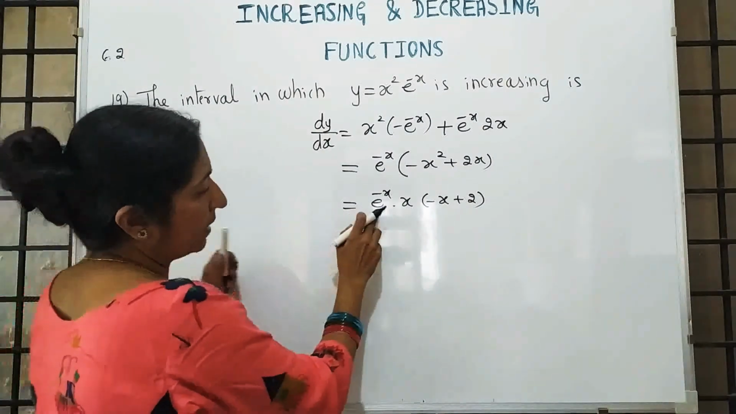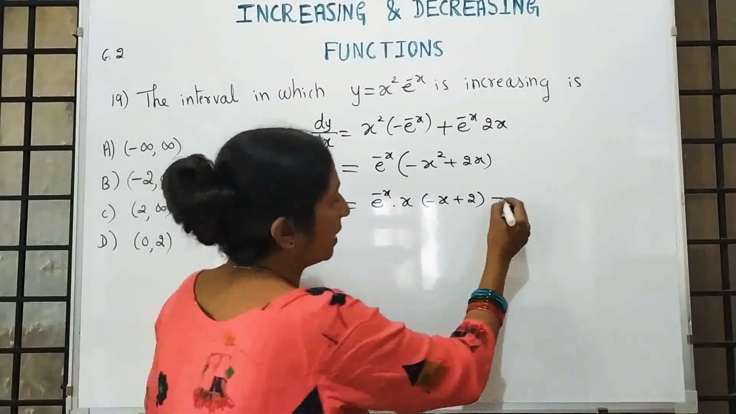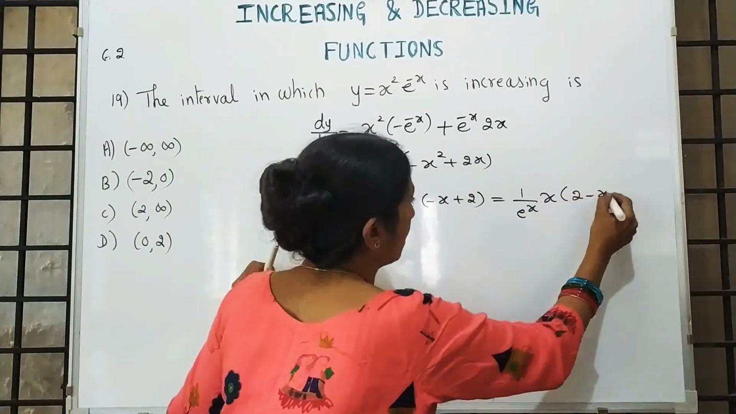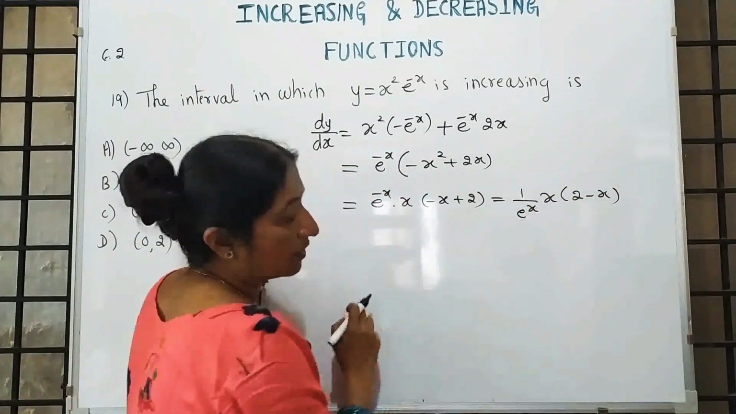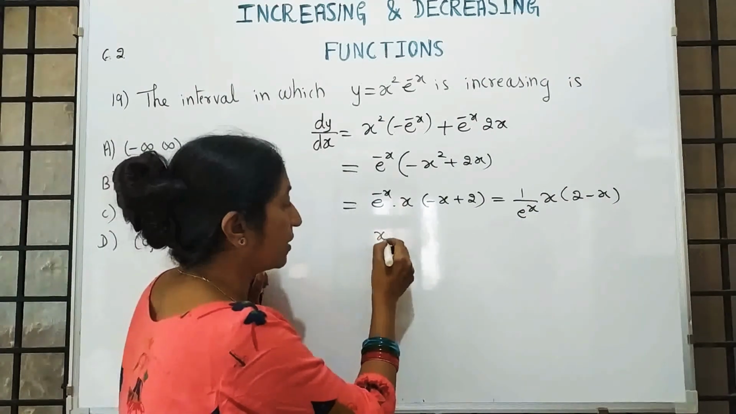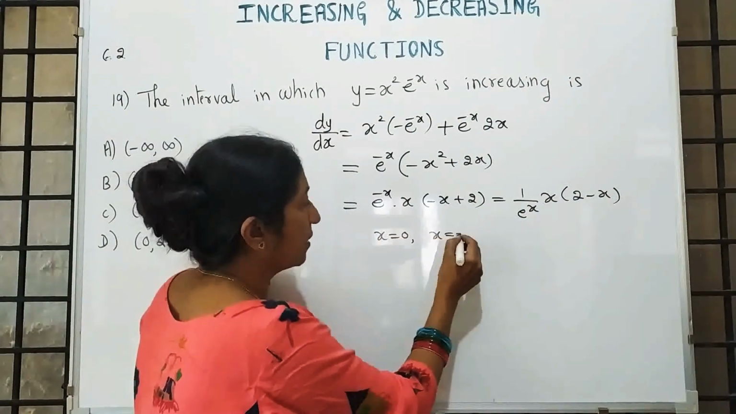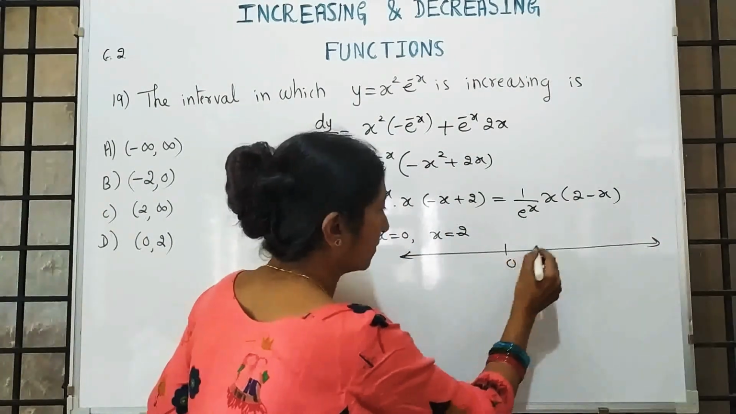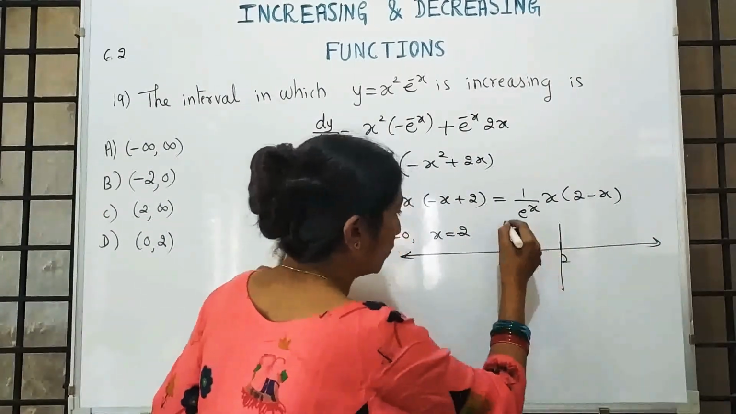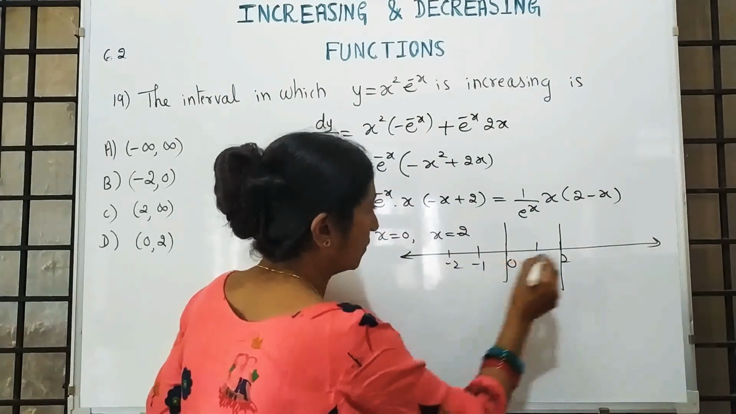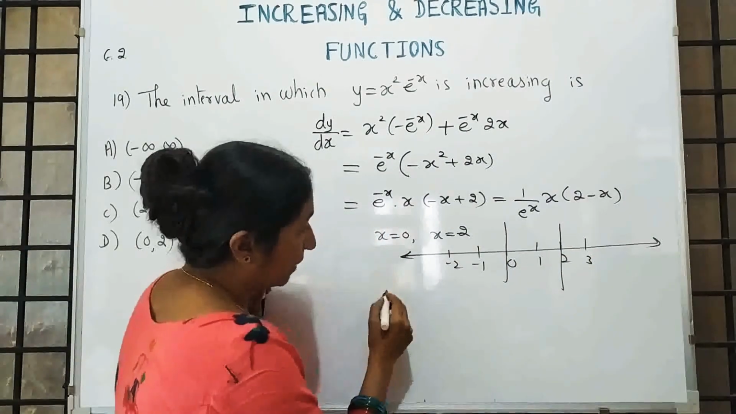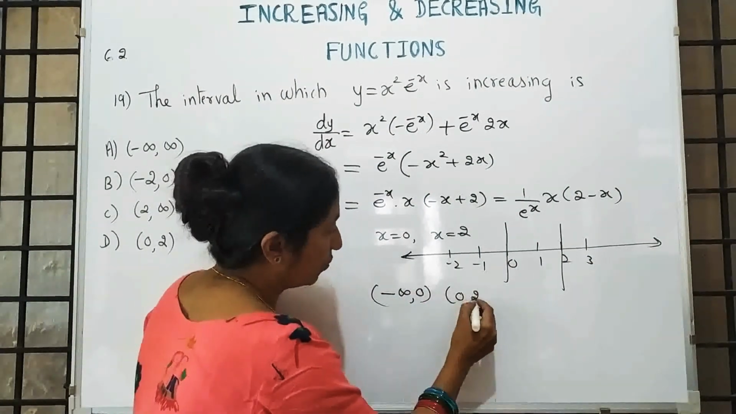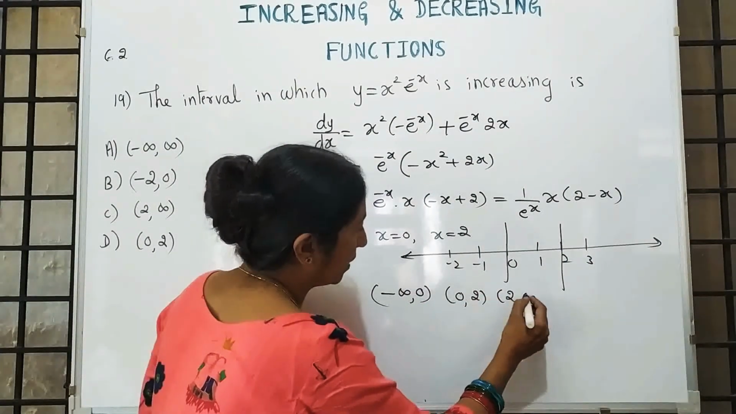So e raised to minus x we can write as 1 upon e raised to x, times x into 2 minus x. When you equate this with 0, what is your answer? x is 0 and x is 2. That means the number line is divided like this. This is 2 and this is 0. The intervals are minus infinity to 0, 0 to 2 and 2 to infinity.